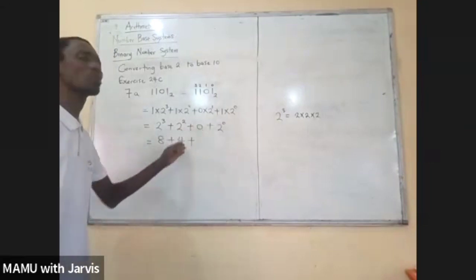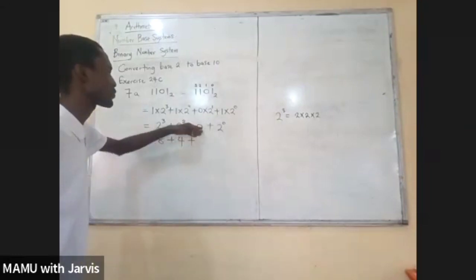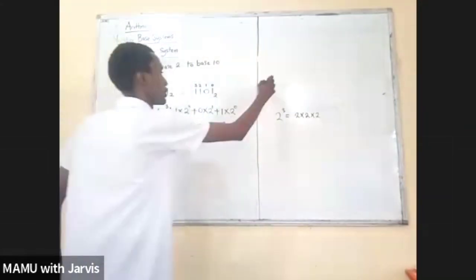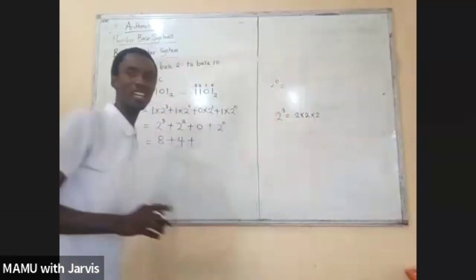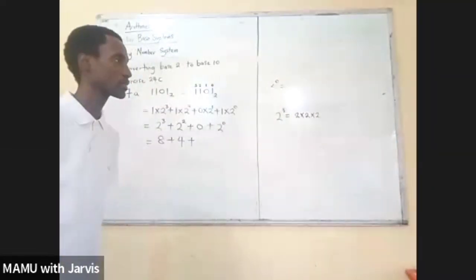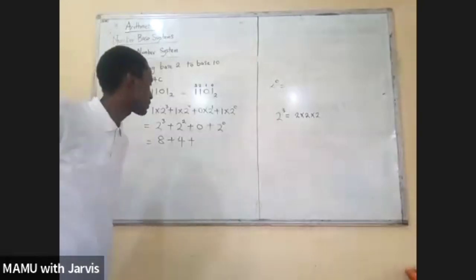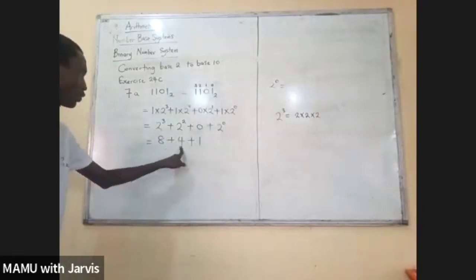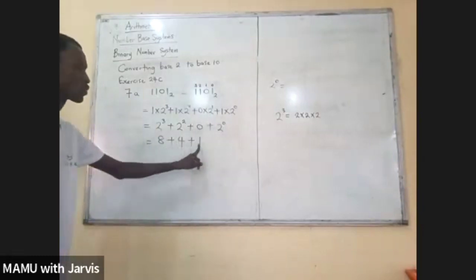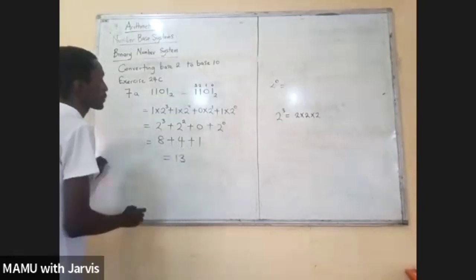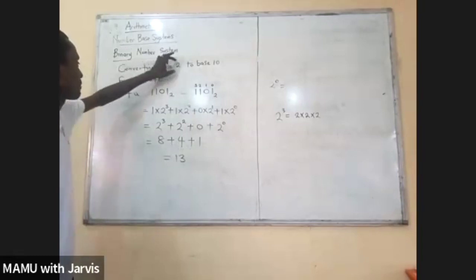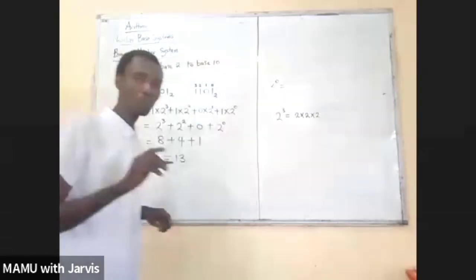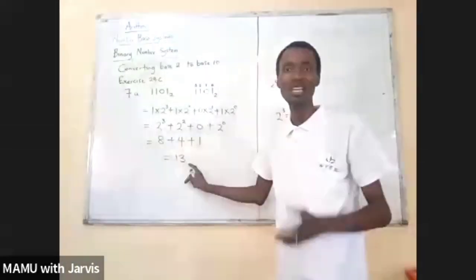Plus, adding 0 to anything, that thing will remain, so I don't need to write it again. Now, 2 raised to the power of 0 is another way of expressing ones or units. So that will be plus 1. So 8 plus 4 will give me 12. 12 plus 1 will give me 13. You have successfully converted this number from base 2 to base 10, by simply using the technique we started with earlier called the expansion technique.